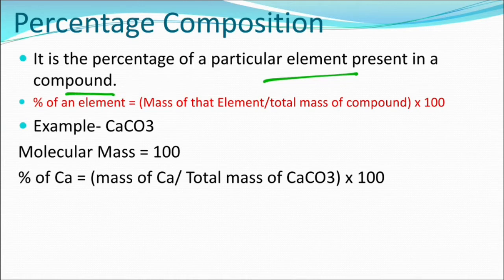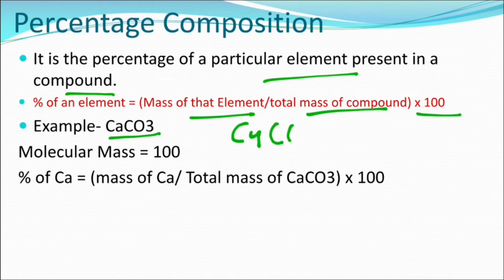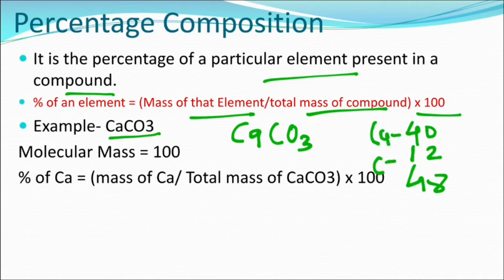And what will be its formula? It will be mass of that element divided by total mass of the compound into 100. Okay, so let's understand it with the help of an example. Suppose we have been given calcium carbonate. What is the total mass of calcium carbonate? It is 40 is the mass of calcium, 12 is the mass of carbon, and 16 into 3, which is 48, is the mass of oxygen. So the total mass of calcium carbonate is 100.